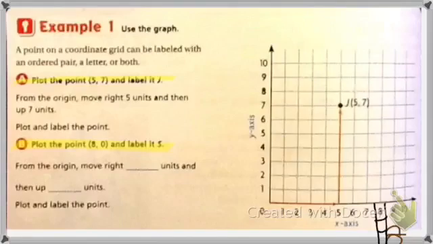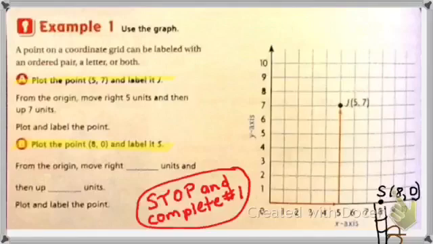So therefore, when I plot my point, I will be plotting it right here at 8, 0. And I now have to label that as point S, which is at the coordinates 8, 0. And that's the end of example number 1. Please stop the video and complete worksheet number 1 right now.